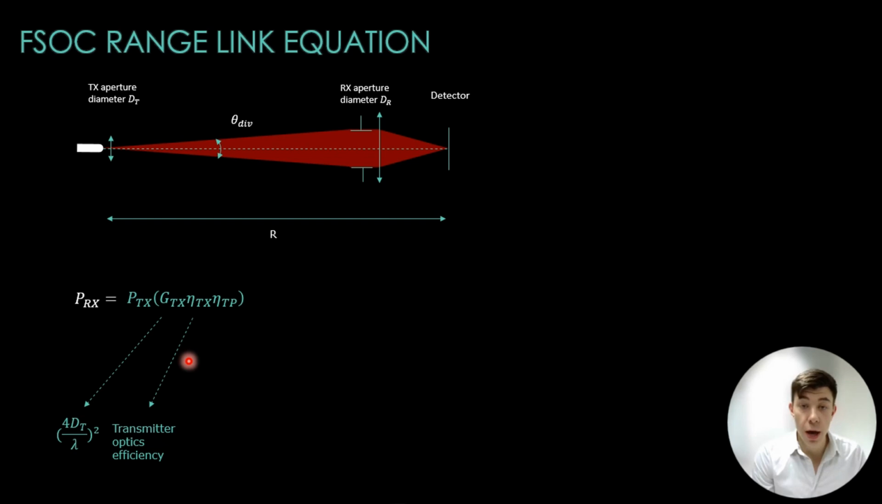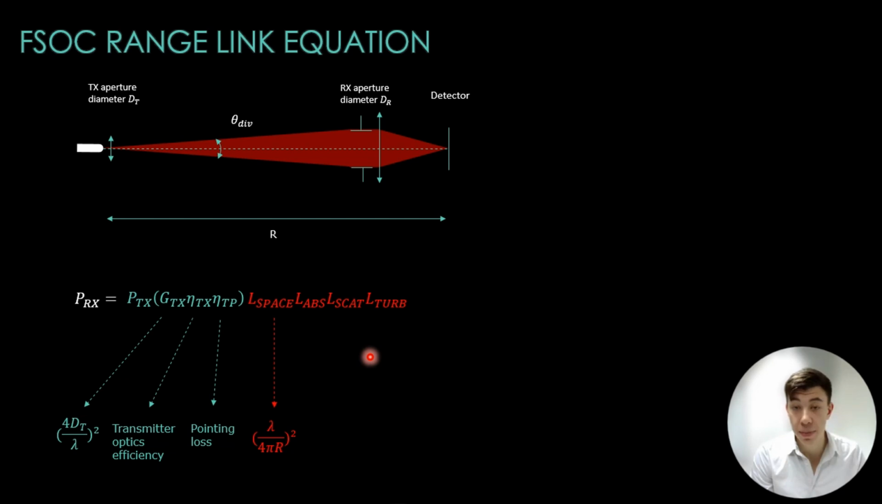Pointing loss. Misalignment between transmitter and receiver can lead to power loss. This depends on beam divergence and pointing accuracy. Space loss: the natural spreading of the beam as it travels through space. This loss increases with distance. Atmospheric loss: absorption, scattering, and turbulence in the atmosphere can weaken the beam, especially over long distances.